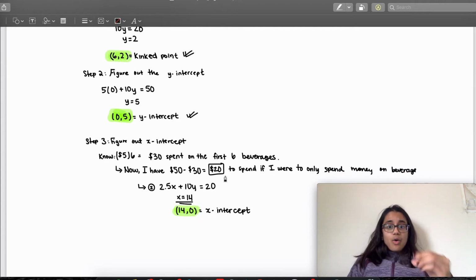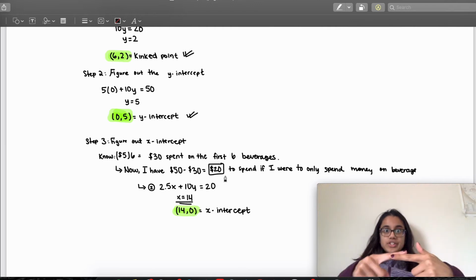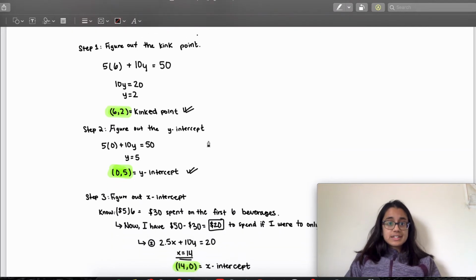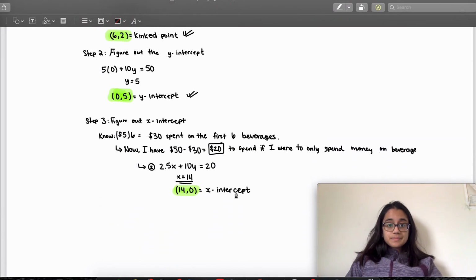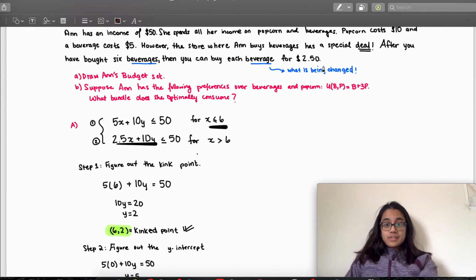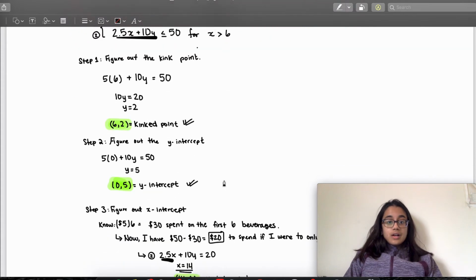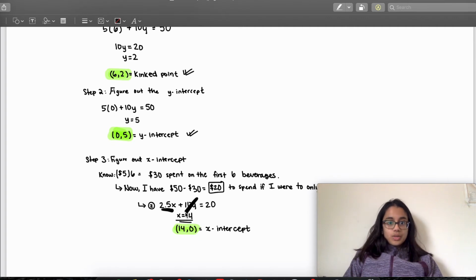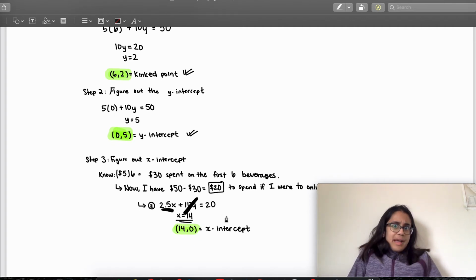Now my 7th beverage is going to go to the second equation, right? It's going to go to the second equation because x is greater than 6. And now we're going to use our second equation, and that's going to be 2.5x, right? Because that's my $2.5 given from my question here. 2.5x plus 10y is equal to 20. Again, we're getting rid of y because we don't want to buy any of the popcorn, so we're left with x is equal to 14. And that is going to be our x-intercept.